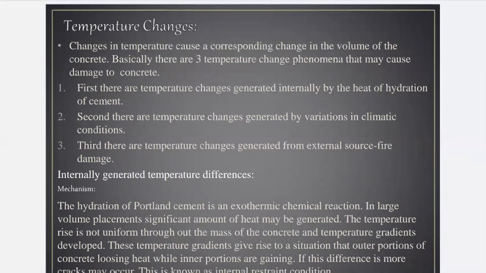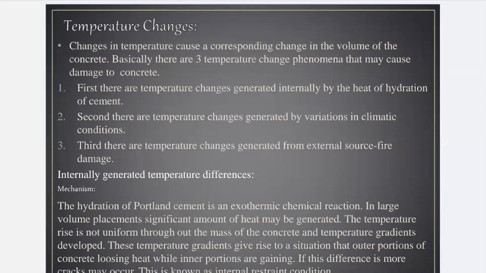The first one is the temperature generated internally by the heat of hydration. As soon as curing starts, as soon as we give water to the hardened concrete, curing starts and the heat of hydration is generated. So this is the first temperature change, which generates internal stresses in the concrete, which directly leads to volume change, and volume change leads to cracks in the concrete.